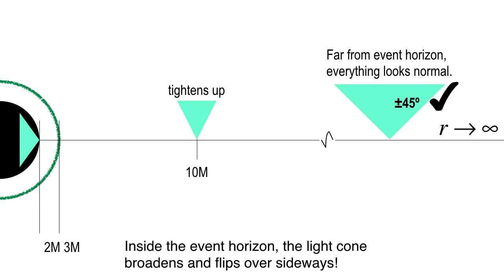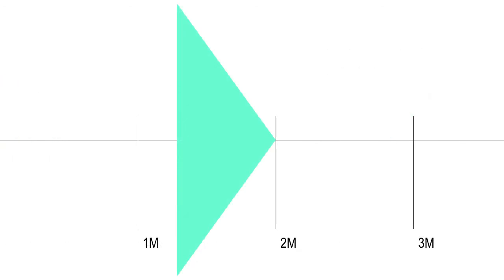What? What the heck? Yep, that's what happens. So inside the event horizon, you're still thinking light cones. Light cones still exist. You can still draw them. They're just tipped over. They're rotated 90 degrees. Now let's think about what that means. Here's a close-up. At 2m, your light cone is tipped over and it's wider.